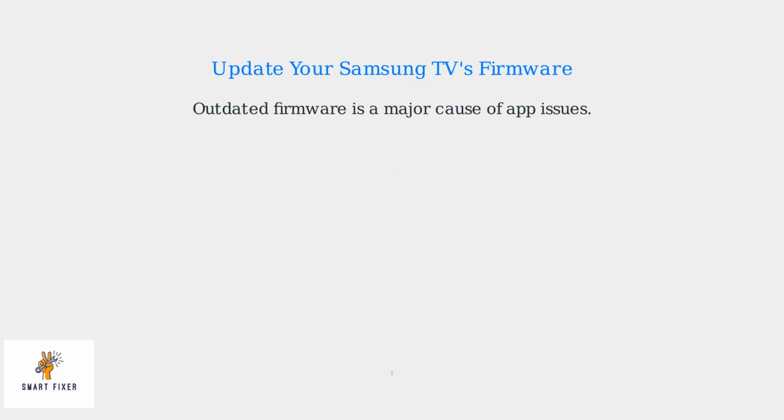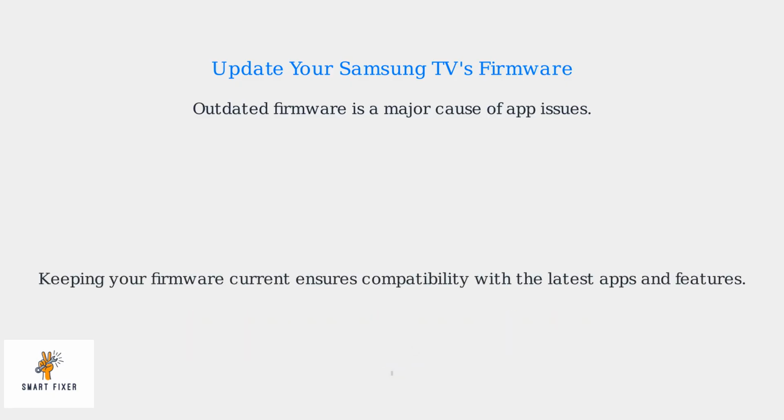Outdated firmware is a major cause of app issues. To update, go to your TV's settings, usually under Support or About TV, then select Software Update and Update Now. Ensure your TV is connected to the internet during the update. Keeping your firmware current ensures compatibility with the latest apps and features.